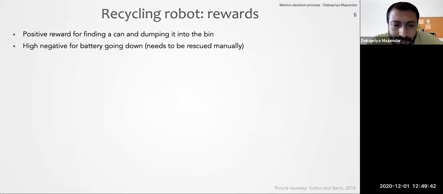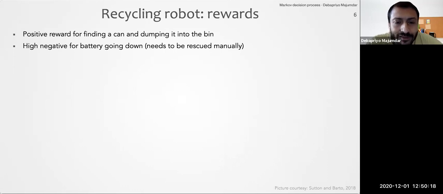But what we don't want is it goes around, tries to find cans, and the battery totally goes down. Then it shuts down, not at the home base, without coming back for recharging, and somebody has to go and rescue the robot manually and bring it back to the home base. This is something we don't want. So if this happens, then there is a high negative reward. That means a high penalty.